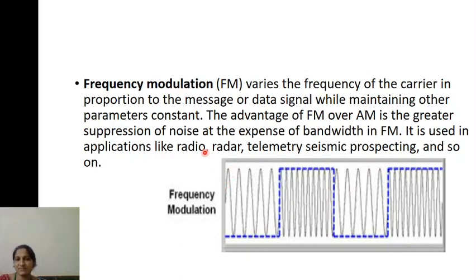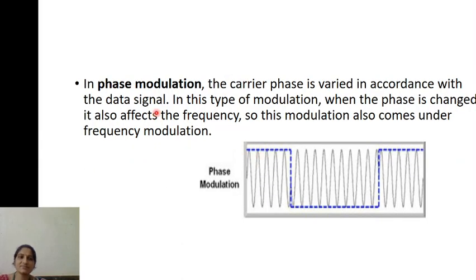frequency modulation. And the advantage of frequency modulation over amplitude modulation is that suppression of noise will be more in frequency modulation. The applications of frequency modulation are in radars, radios, telemetry systems, and so on. Okay, this is about frequency modulation.